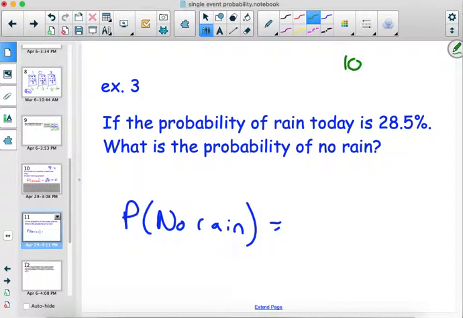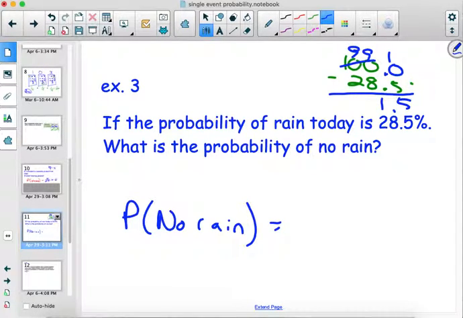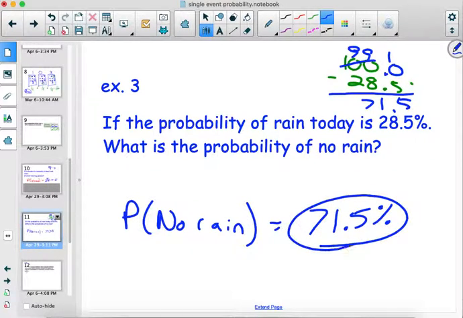Subtraction is what you want to do. 100 minus 28.5 and 1.5. Yes, there's a little trouble with borrowing. If you're going to borrow the 1 from the 100, you're left with 99. It should have been 71.5%. What if somebody wrote 71.5? No, because that has to be smaller than 1.